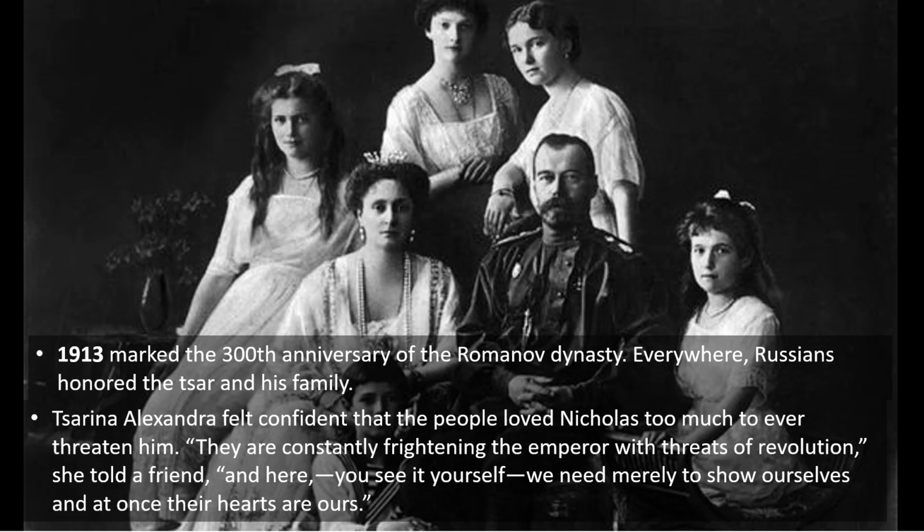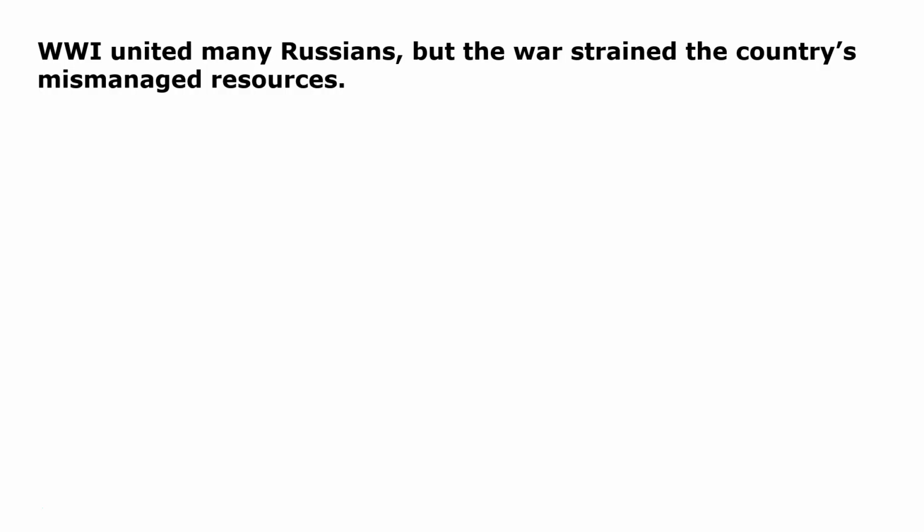Her quote is, "They're constantly frightening the emperor with threats of revolution," she told a friend, "and here you see yourself. We need to merely show ourselves, and at once their hearts are ours." So there was a sense in the royal family that they were somewhat insulated, that they were loved by their population to the point where they would not be overthrown, but we'll see what happens.